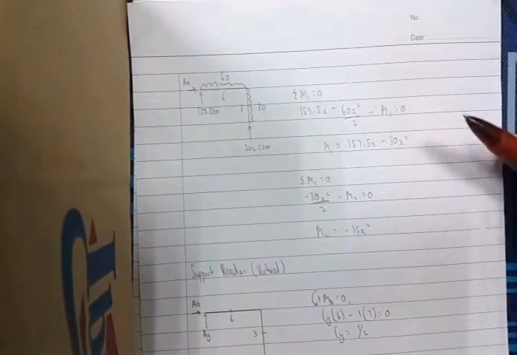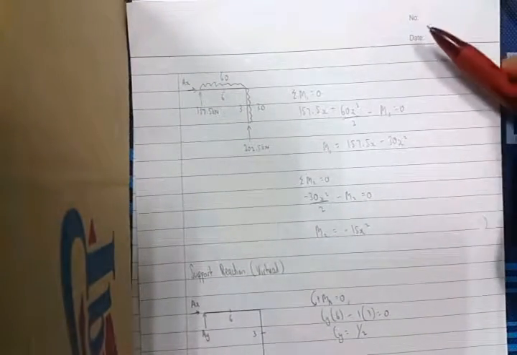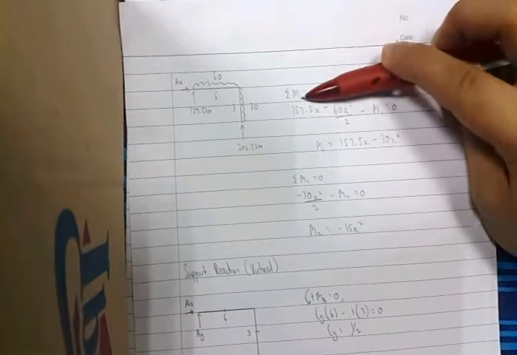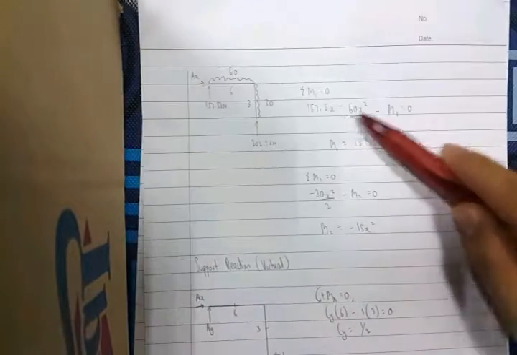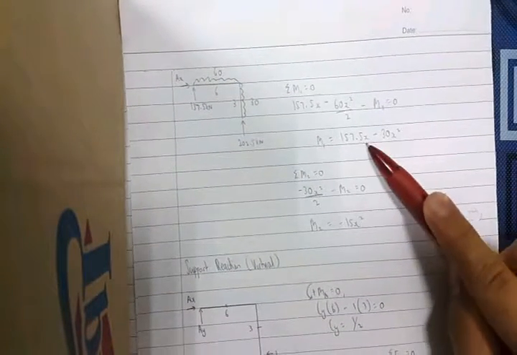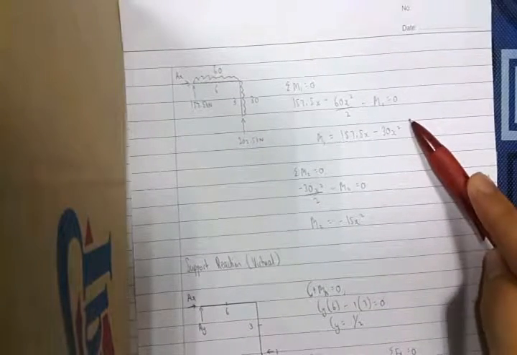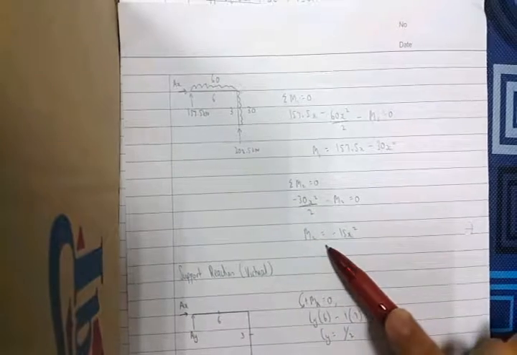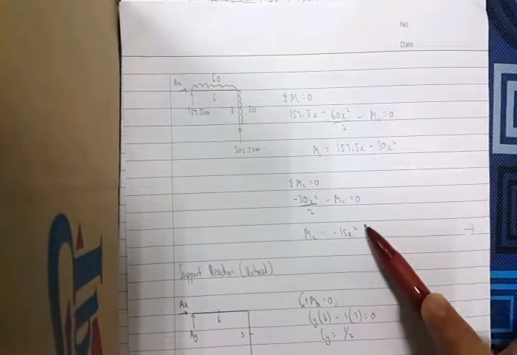So we use all of those values and we put them in to find the summation of moment for M1. After you sum everything up, you will get M1 equals 157.5x minus 30x square. And as for M2, it is the same thing, you will get M2 equals negative 15x square.